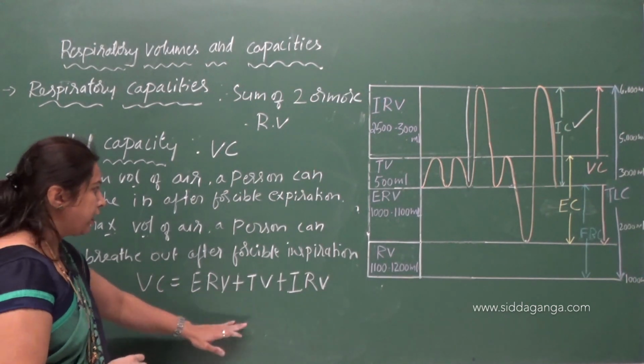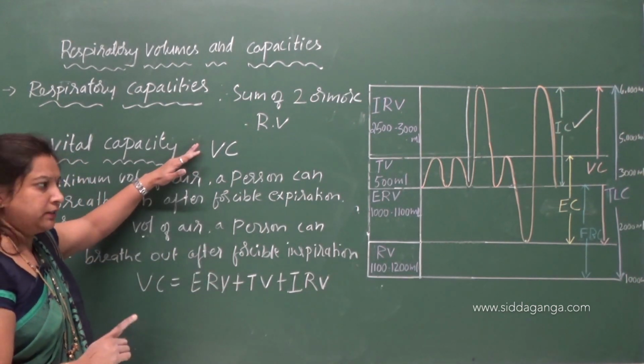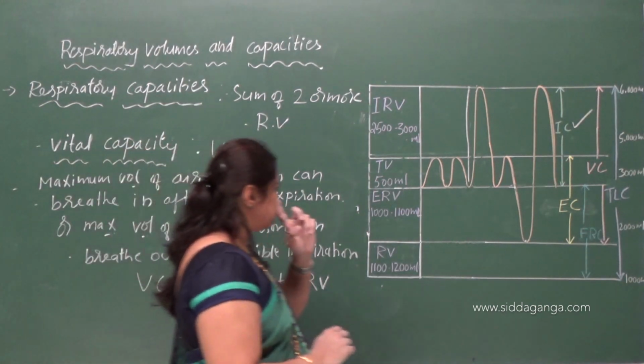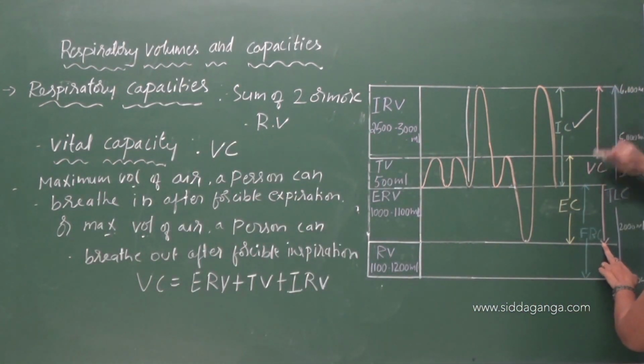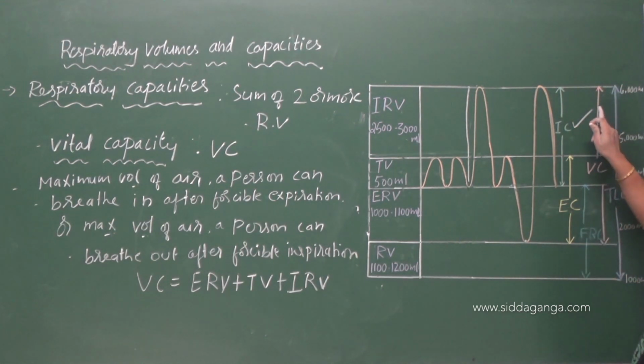The sum of all the three values is the vital capacity. See here, this is from here to here, all the three. It includes ERV now, it includes TV now, it includes IRV now, so all the three is the vital capacity. So vital capacity includes all the three, okay.